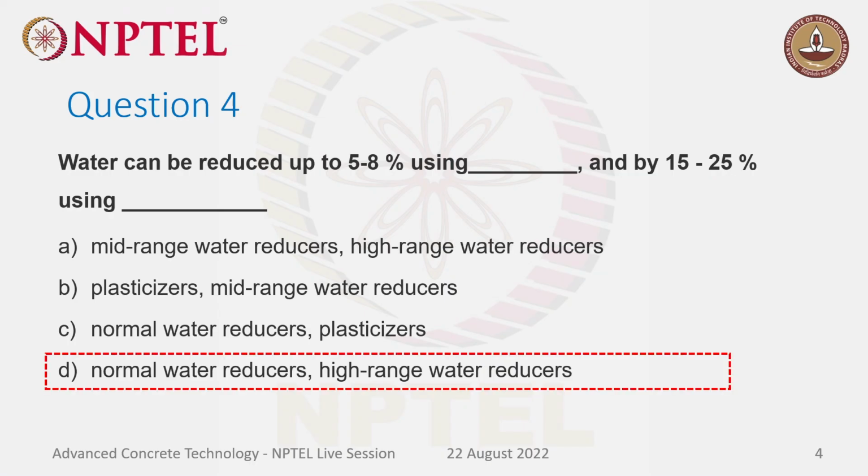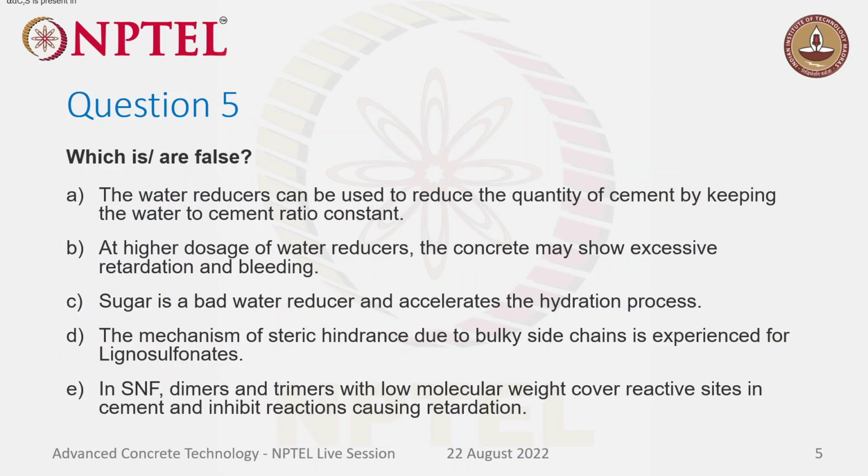Okay, the correct answer is nothing but option D. Up to 5 to 8% of water reduction is done with normal water reducers, and then 15 to 25% is achieved by high range water reducers. Mid range water reducers mean 8 to 15% water reduction can be done. Okay, so now let's move to question 5.